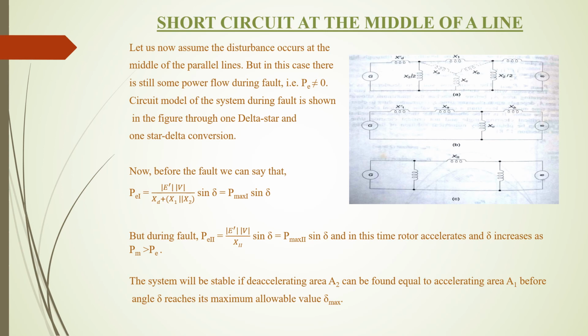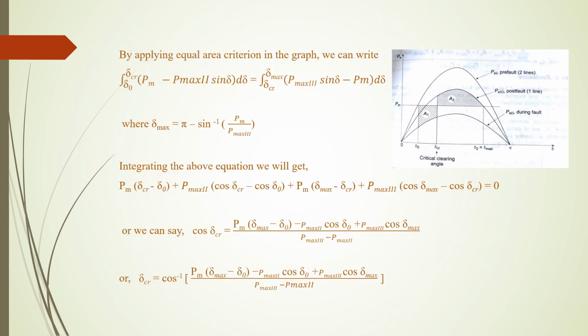The system will be stable if decelerating area A2 can be found equal to accelerating area A1 before angle δ reaches its maximum allowable value δmax. By applying the equal area criterion in the graph, we can write that the integration from δ0 to δCR of (Pm minus Pmax2 sin δ) dδ equals the integration from δCR to δmax of (Pmax3 sin δ minus Pm) dδ, where δmax equals π minus sin inverse of Pm by Pmax3.